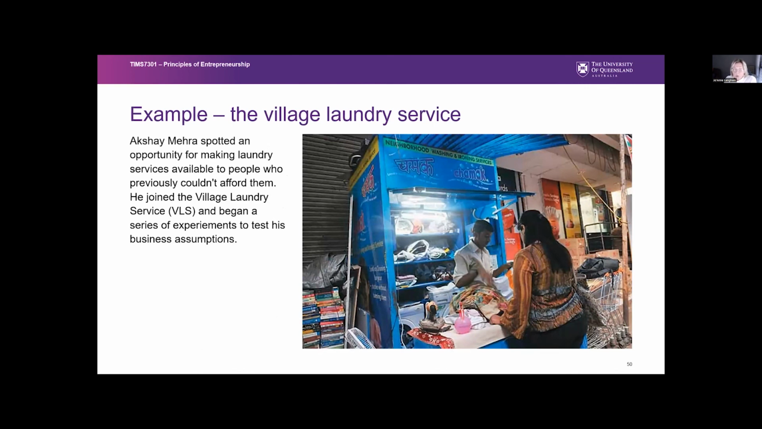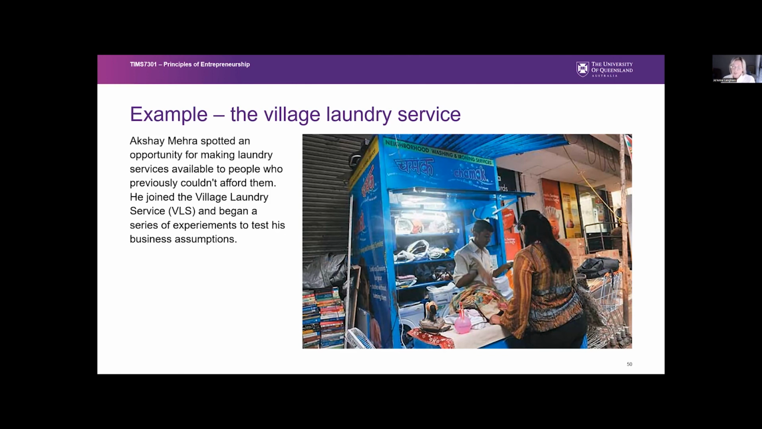for the village laundry service. This was a startup that Akshay Mayre spotted. In India, washing machines are very expensive, and few people actually have them in their homes. Usually people hand wash their clothing at home or pay a dhobi to take them to the nearest river, wash them, bang them against rocks to clean them, and then hang them out to dry. And all of this takes between 2 and 7 days to achieve. So Akshay spotted an opportunity for making laundry services available to people who previously couldn't afford them.